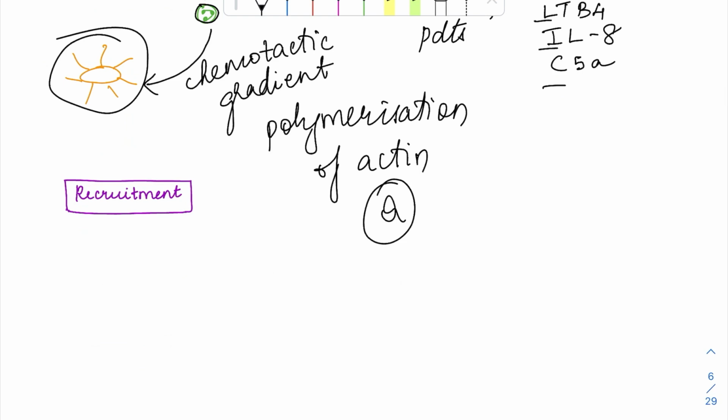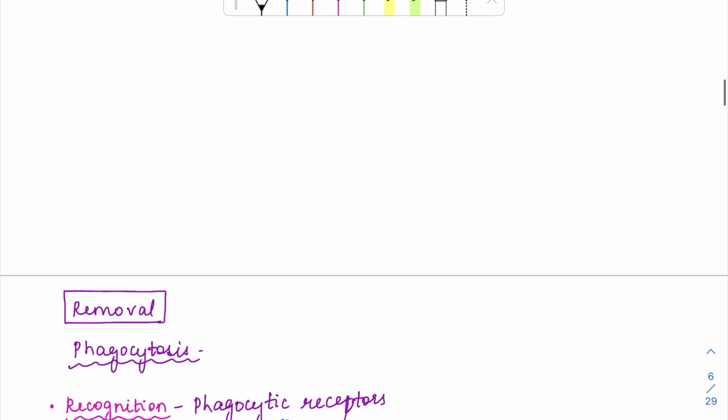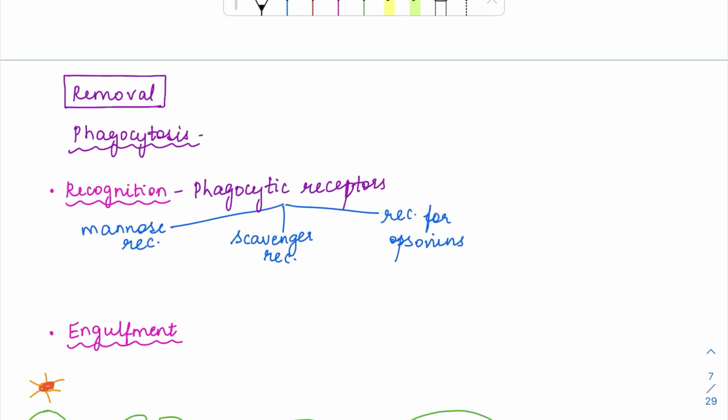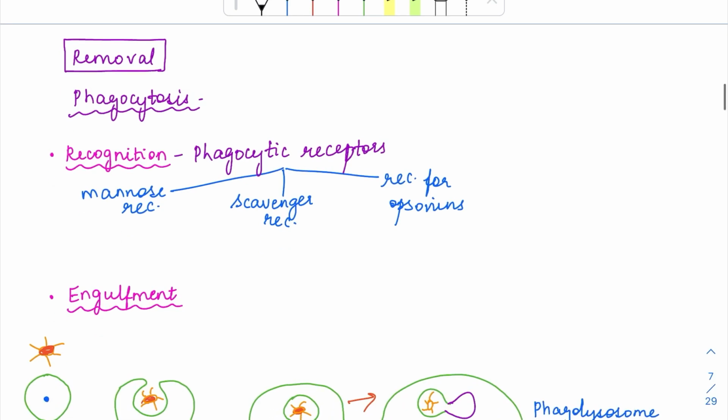So now the second R, which was the recruitment step, is complete. The third R will be removal. Now, WBCs have been recruited to the site. Once they have reached the site of the offending agent, they have to remove this offending agent. This removal will take place with the help of the process called phagocytosis. Phagocytosis happens in 3 steps again. First, the WBC has to recognize this offending agent. So that will be the recognition step.